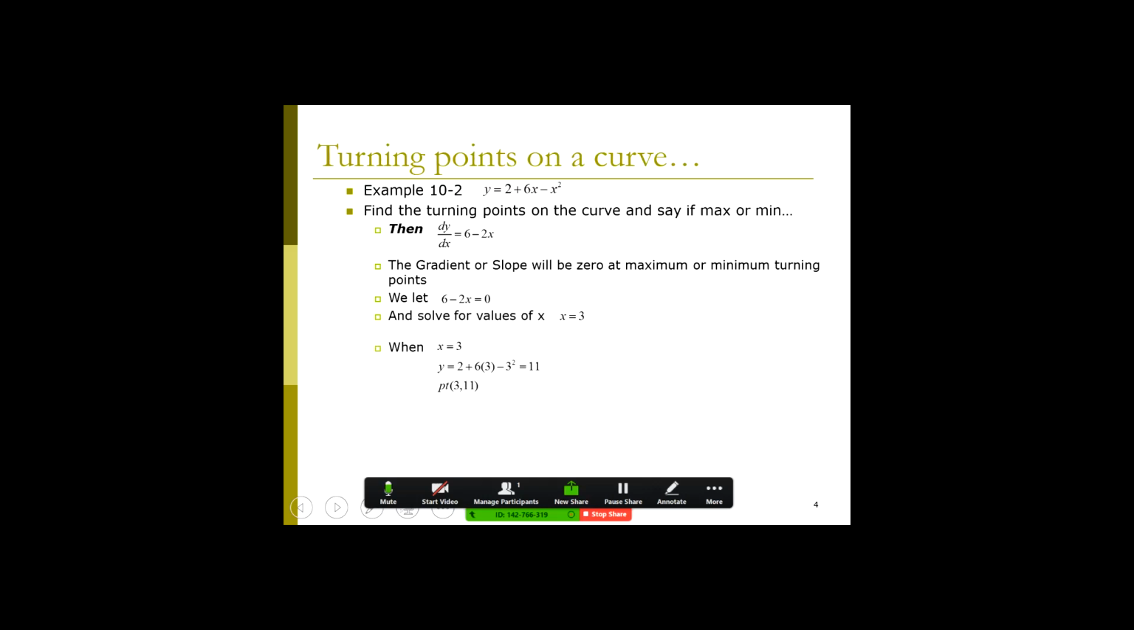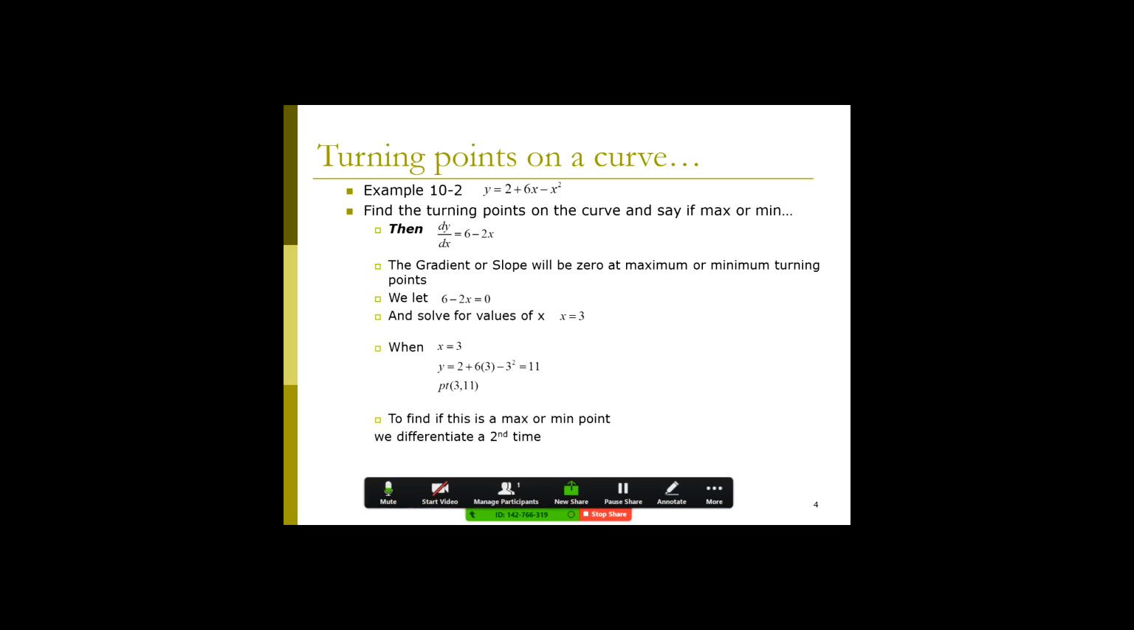So what would y equal at that point? Well, we can plug x into our original formula. So y equals 2 plus 6 times 3 minus 3 squared, which equals 11. So a turning point occurs when x equals 3 and y equals 11.